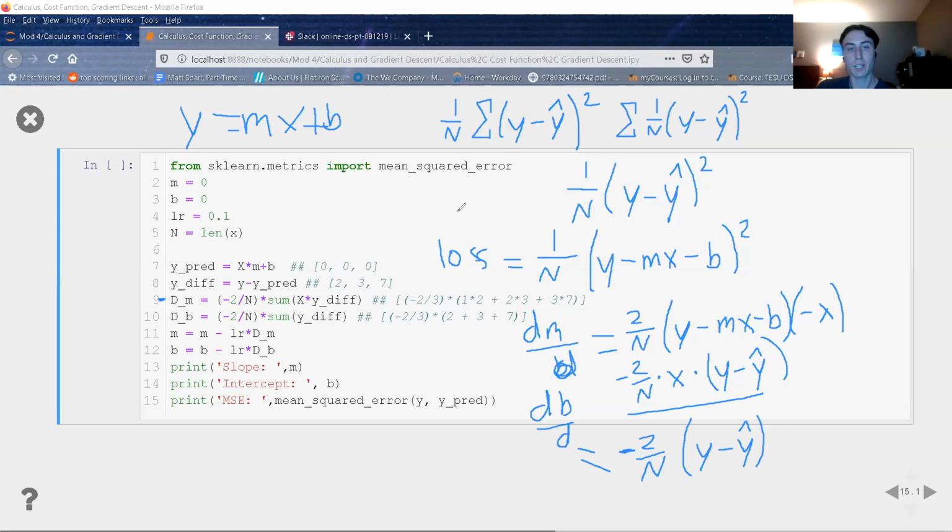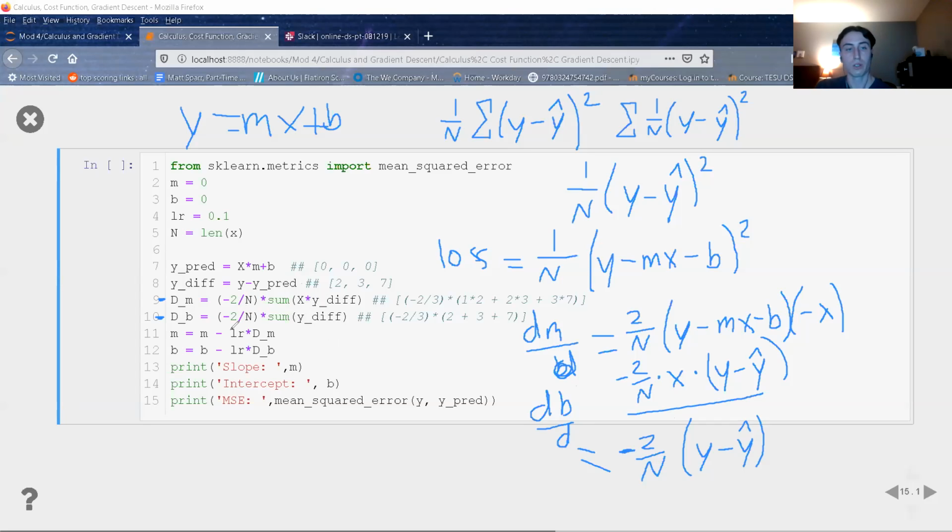And so now that sum comes back in because this was just for one point. So we have to sum all of the multiplications of our x values times the difference in our y true versus y pred. And then similar for derivative with respect to our intercept, same thing, just the sum of all of our y differences since there's no x term in the derivative with respect to b.